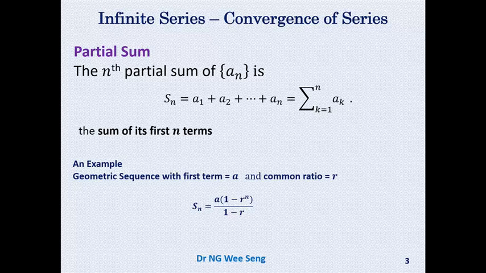Given a sequence an, the partial sum of an is the sum of its first n terms. Sn is itself a sequence because it depends on n. Before we define the concept of convergence, let's look at a familiar example. Geometric series. When we are given a geometric sequence with first term a and common ratio r, we know that the sum of its first n terms is given by this familiar formula. So this is the partial sum for this geometric sequence.